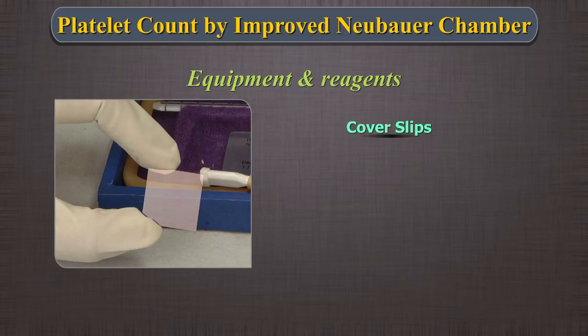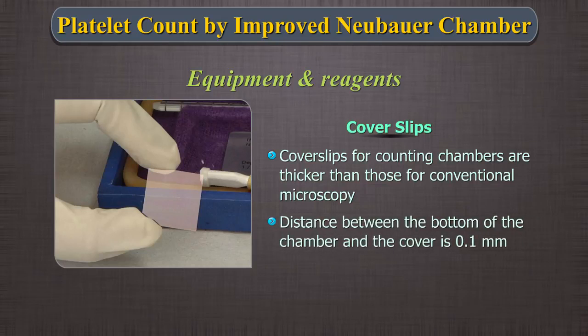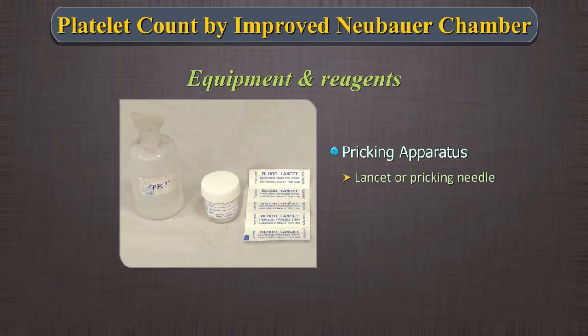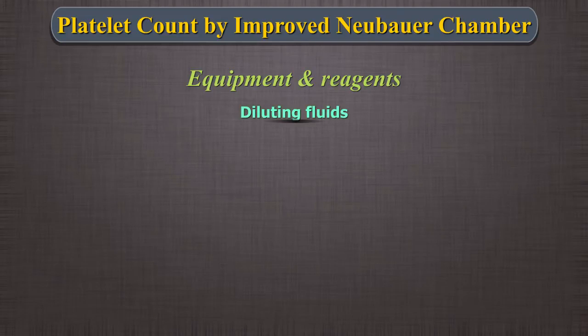3. Cover slips. Cover slips for counting chambers are specially made and are thicker than those for conventional microscopy. They are so designed that the distance between the bottom of the chamber and the cover is 0.1 millimeters. 4. Pricking apparatus comprising a lancet or pricking needle or syringe needle or evacuated tubes. 5. Spirit swab. 6. Diluting fluids.